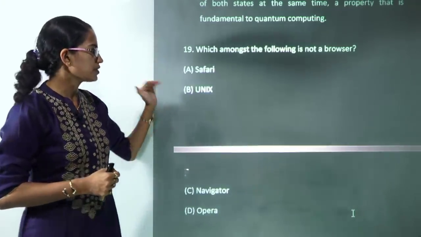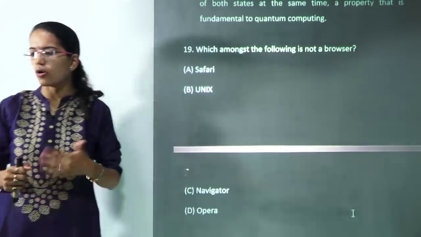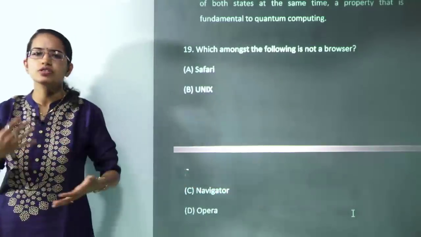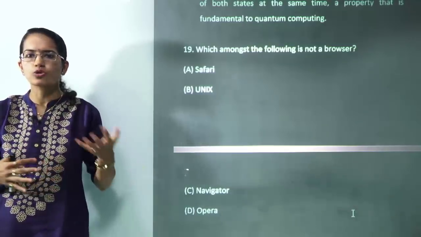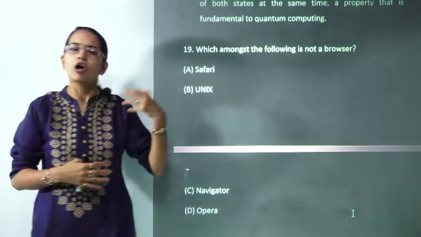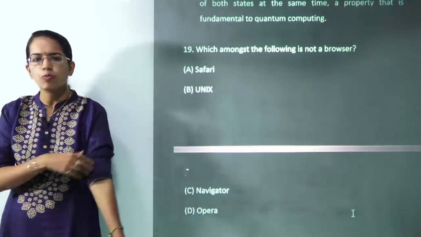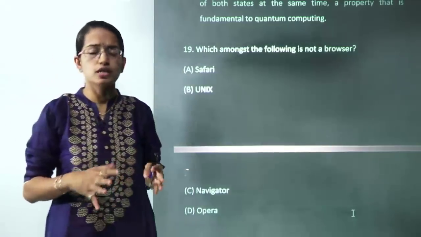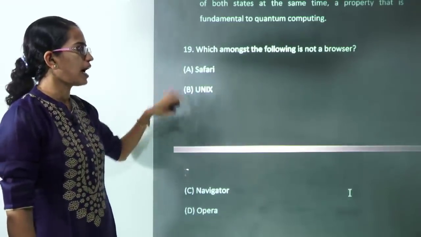Okay, so you have Unix, which is not a browser. Safari, Navigator, Opera are all browsers. When we talk about operating systems, you have DOS, Windows, Unix, Linux, Ubuntu, Fedora. All those are considered operating systems. Under the browsers, you have Netscape Navigator, Chrome, Firefox, Mozilla, then Safari, Opera. So all those are browsers. A very conventional question asked off and on. So just keep an eye on it.